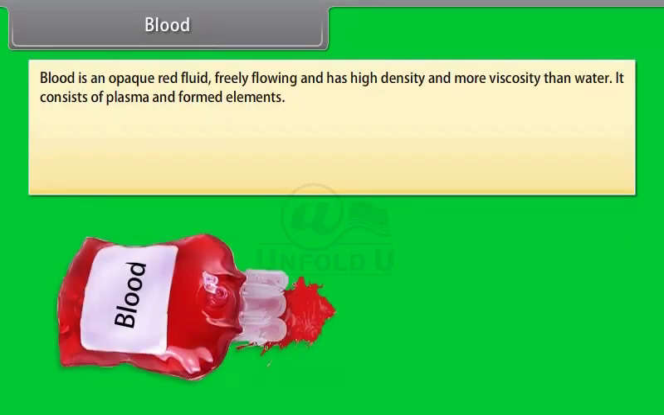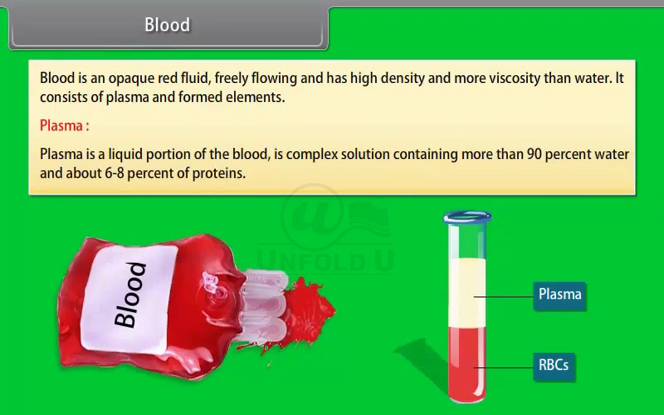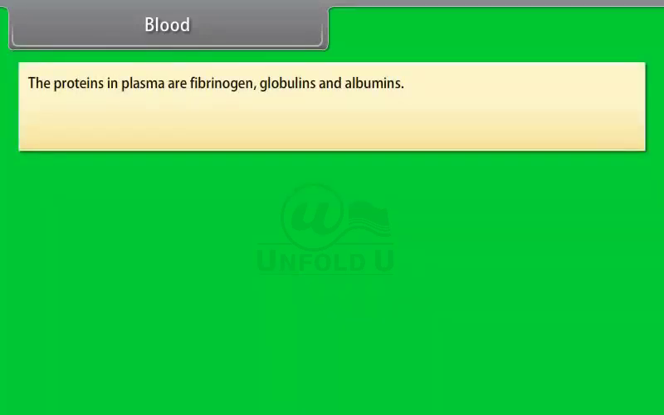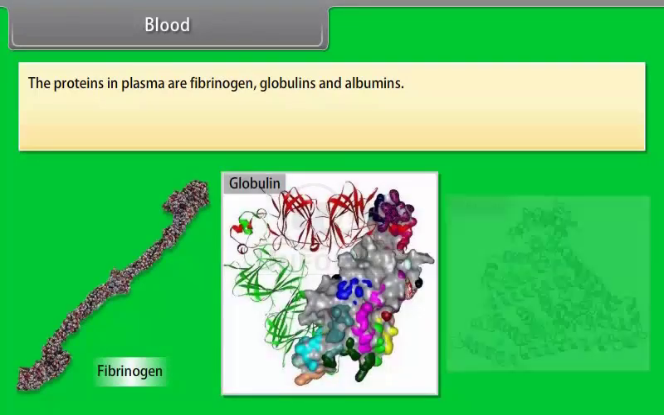Blood. Blood is an opaque red fluid, freely flowing and has high density and more viscosity than water. It consists of plasma and formed elements. Plasma. Plasma is the liquid portion of the blood, a complex solution containing more than 90% water and about 6 to 8% proteins. The proteins in plasma are fibrinogen, globulins and albumins.